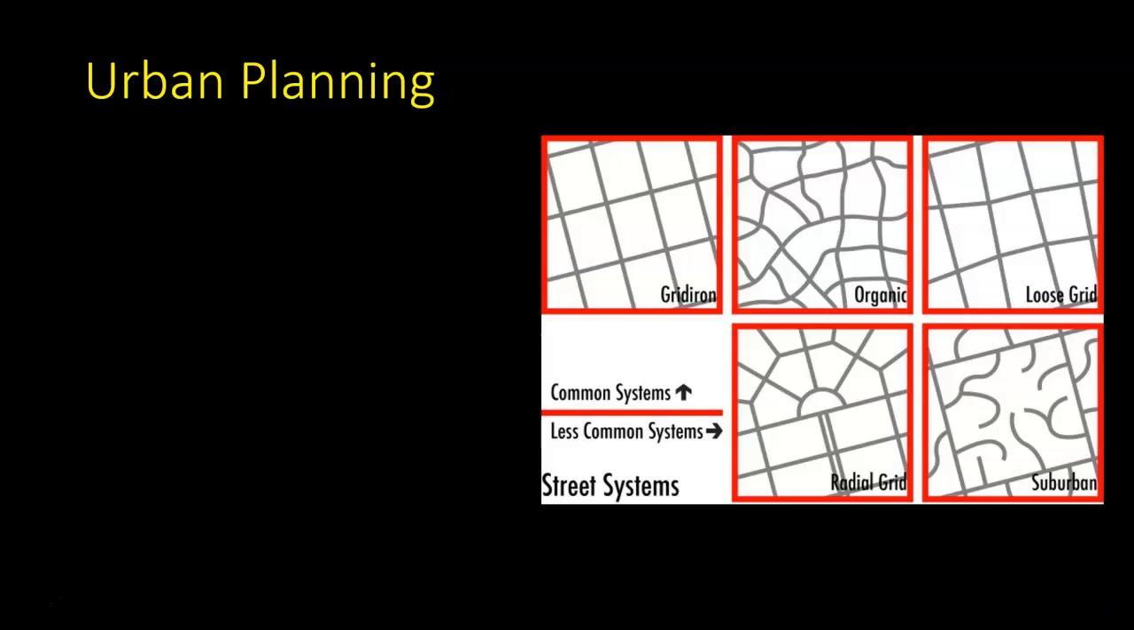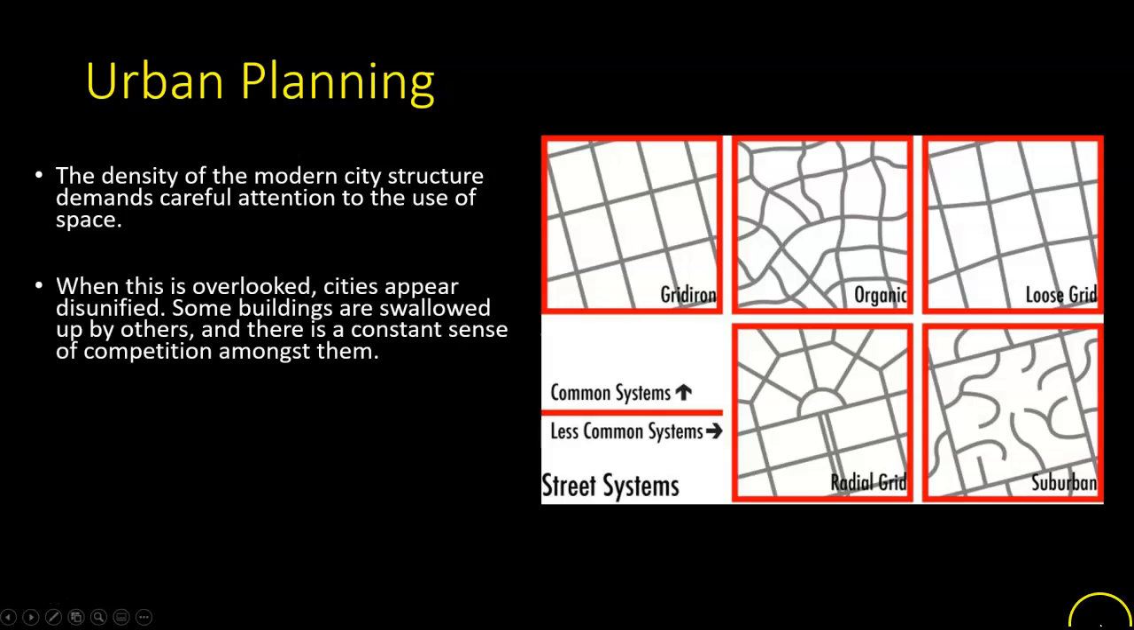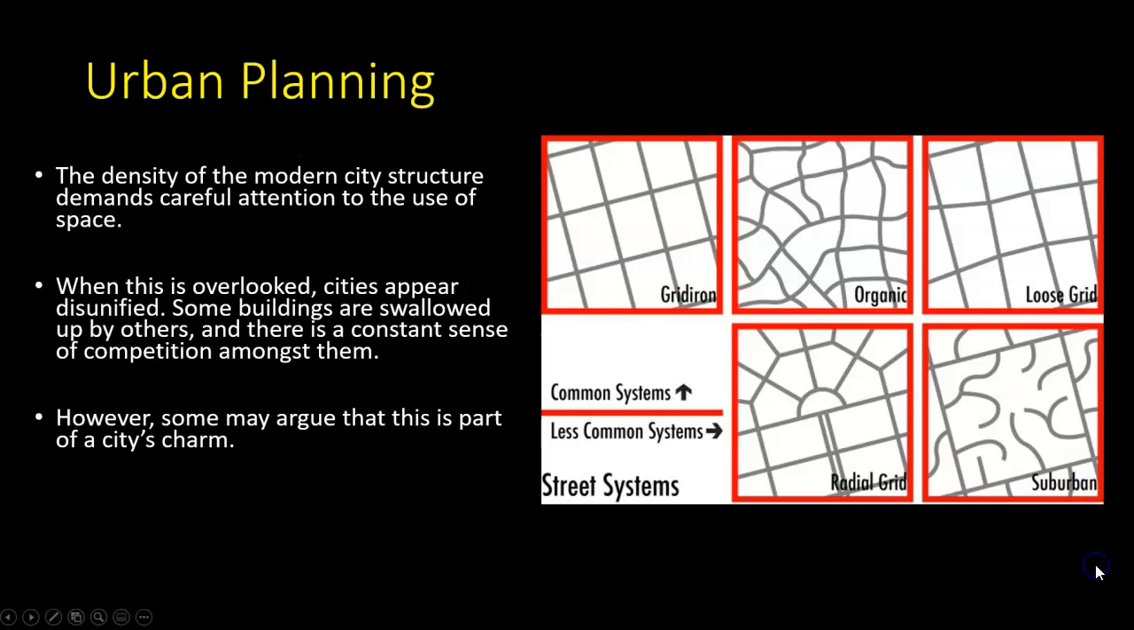So we'll briefly talk about urban planning too. The density of the modern city structure demands careful attention to the use of space. Space is at a premium in the modern city structure. So when this is overlooked, our cities appear disunified and cluttered and ugly. And some buildings will be swallowed up by others, and there's a constant sense of competition amongst the buildings. It creates a tension just in the air, in your visual field.